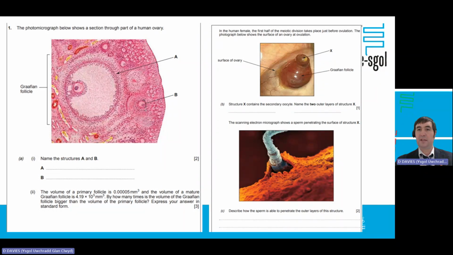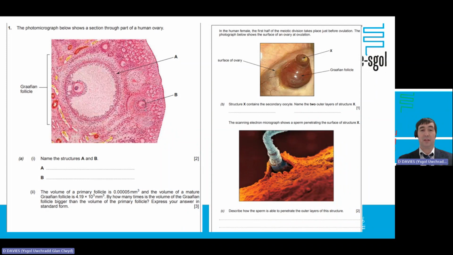In the human female, the first half of the meiotic division takes place just before ovulation. The photomicrograph below just shows the surface of an ovary at ovulation. I'd just like us all to take a minute and be amazed at that photograph. That's actually a photograph of ovulation occurring. That's pretty cool. Okay. So again, these questions, quite easy. What's X? Two outer layers of X. Okay, describe that. They're more learning questions.